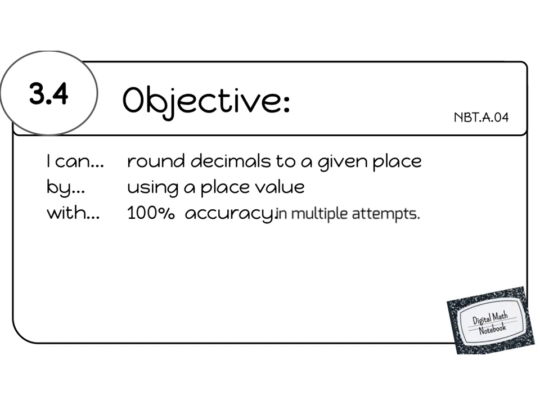Today's objective is I can round decimals to a given place by using place value with 100% accuracy in multiple attempts. Please pause to write the lesson objective in your digital math notebook now.